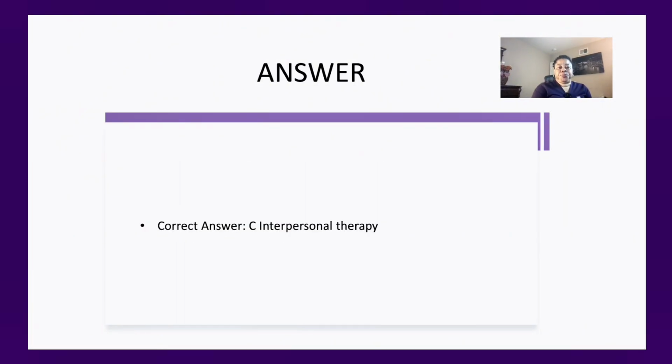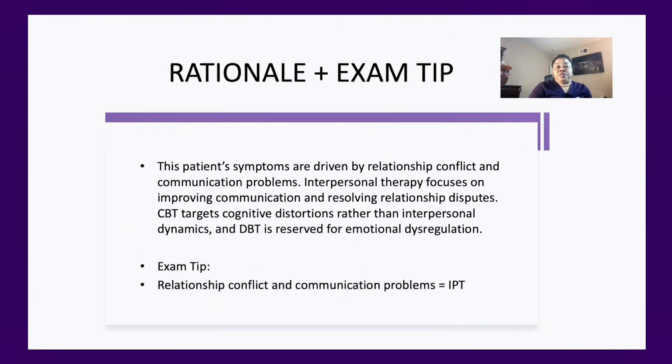Interpersonal therapy. The patient's symptoms are driven by relationship conflict and communication problems. Interpersonal therapy focuses on improving communication and resolving relationship disputes. CBT targets cognitive distortion rather than interpersonal dynamics, and DBT is reserved for emotional dysregulation. So the appropriate therapy here is interpersonal therapy. So when you see relationship conflict and communication problems, think about interpersonal therapy.